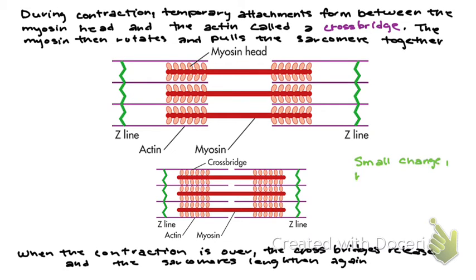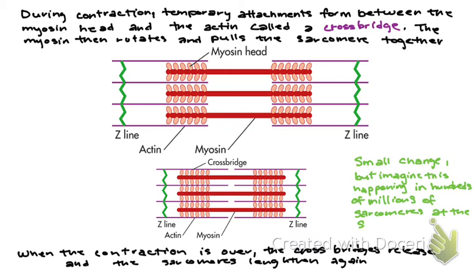This is a really small change, but imagine it happening in hundreds of millions of sarcomeres at the same time. It is the shortening of the sarcomeres which allows for contraction.